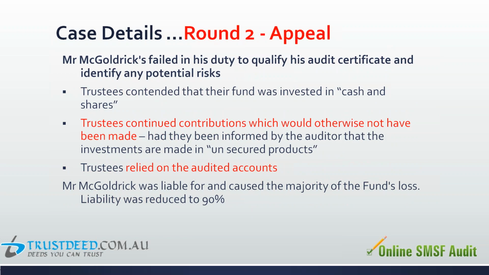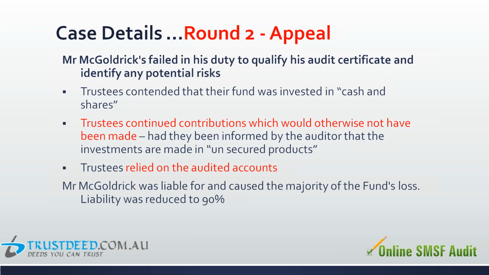But later on, in round two, the appellant, which was the trustee of the superfund, picked up a few points, and there were three judges. It was a Supreme Court matter. And what they decided is that the auditor actually failed in his duty to qualify his audit report and identify any potential risk. What the judges thought, by looking at the audited statements, was that they actually have cash and shares. And because the auditor did not qualify, the auditor did not alert them of any issues, and did not tell them that it's actually an unsecured product, because in the balance sheet it said cash.